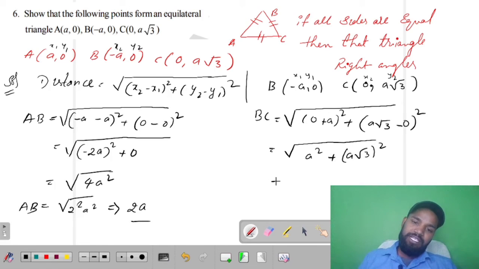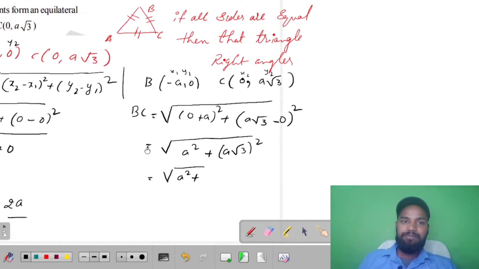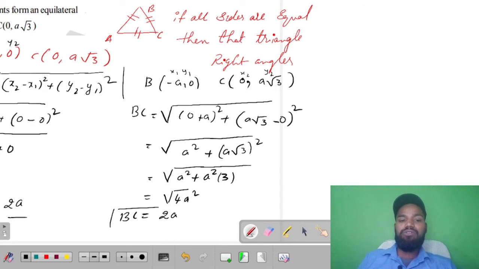Okay, so we will get a square plus, a root 3 whole square means a square times 3. That is nothing but 3a square, plus a square, that is nothing but 4a square. So we can write it as 2a. BC equals 2a. Next we are going to do AC.